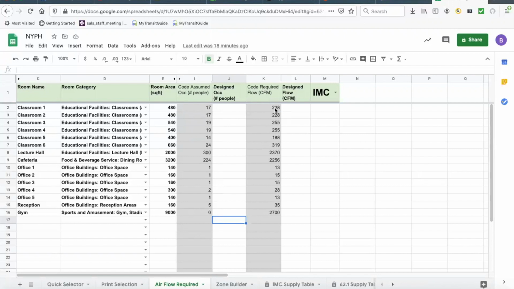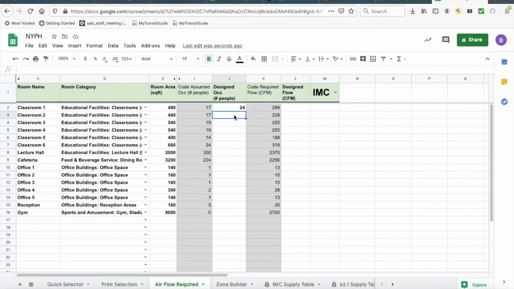And then this is the airflows based on that formula of the square footage times its multiplier and the default occupancy, say 5 CFM per person in a classroom, for example. And so I look at this and I say, okay, I'm actually expecting to have 24 students sit in that classroom. It recalculates, and it goes from 228 to 298, as you can see there.